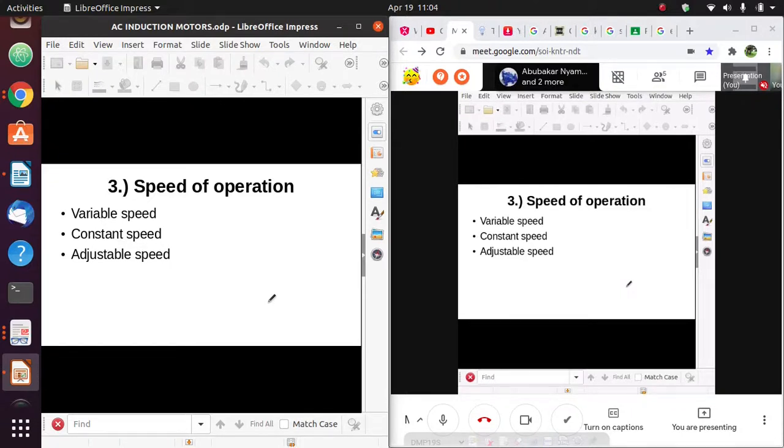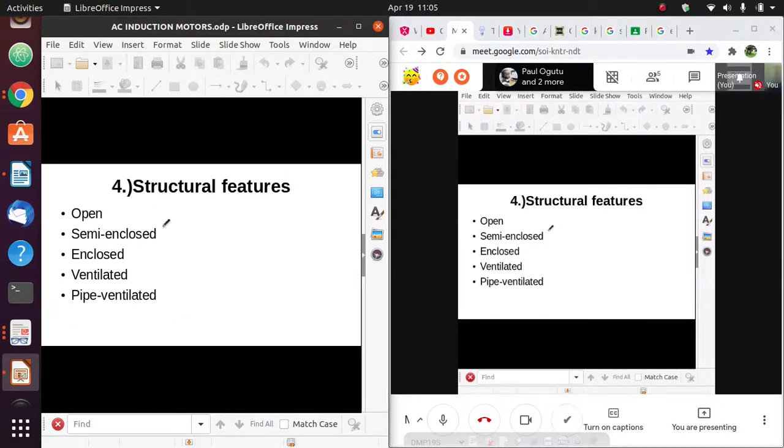For example, the pumps used to discharge cargo in ships are usually variable speed. The pumps used in compressors are constant speed because you want to supply air into these reservoirs at constant speed. So depending on the speed of operation, we can have variable speed or constant speed. We have classification according to structural features.